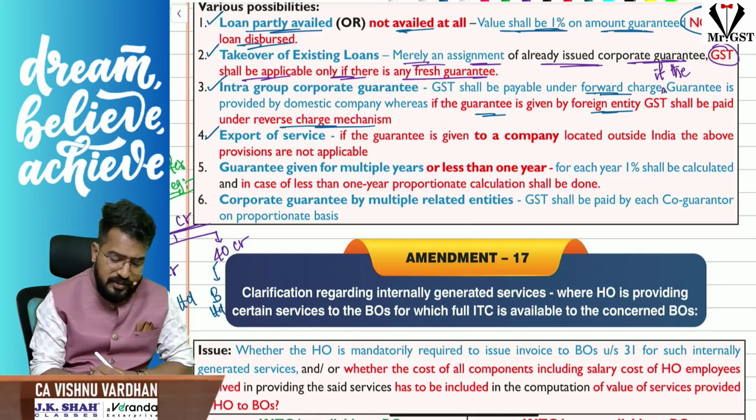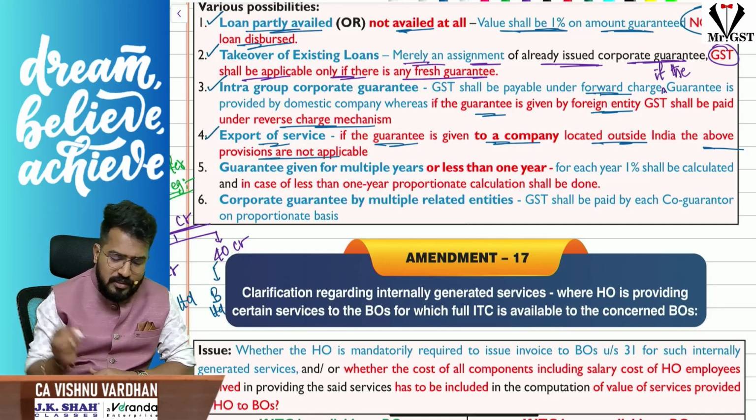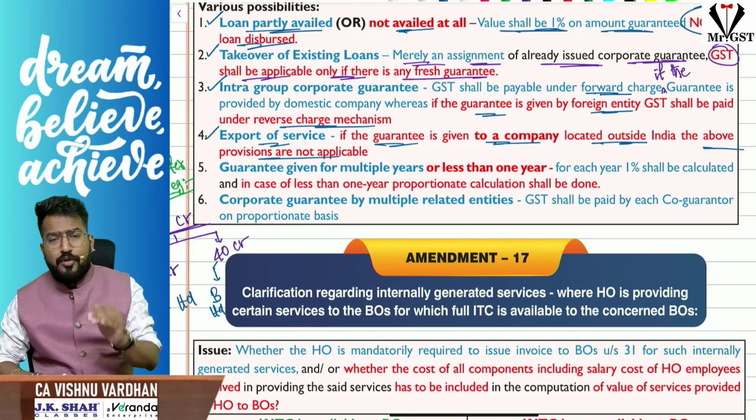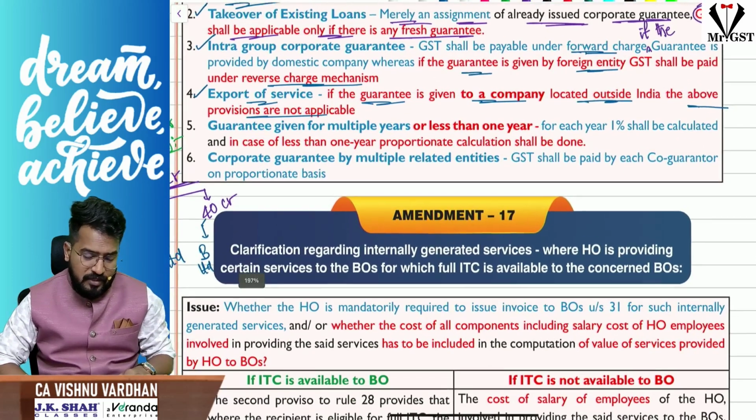As I already told you, if it is export of service, if the guarantee is given to a company located outside India, the above provisions are right away not applicable. This is only when the recipient, that company to whom you are giving guarantee, is located in India, then only these provisions are applicable. Otherwise, these provisions are not applicable.